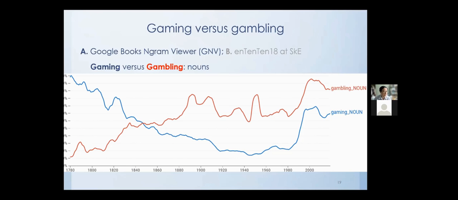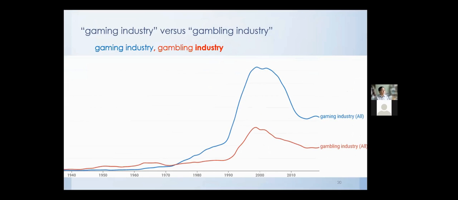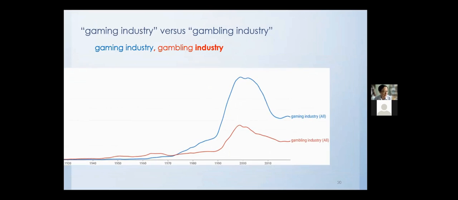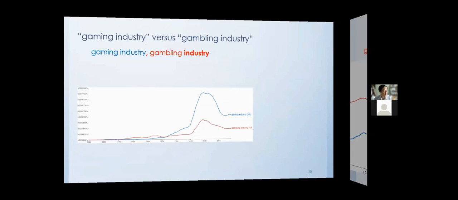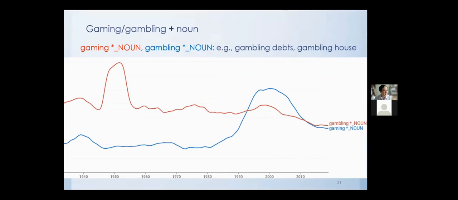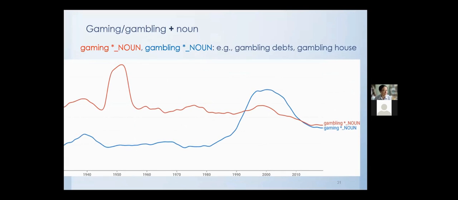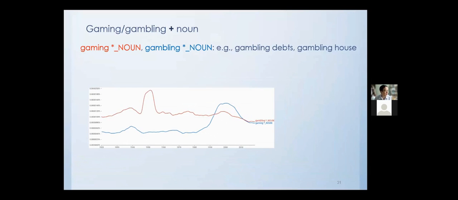I'll just go a bit quicker. Then we can certainly just search in Google Ngram books. We found that gaming industry is higher than gambling industry. And then we can search further information with Google Ngram books to see the collocates with nouns. Gaming with what nouns? For example, gaming.